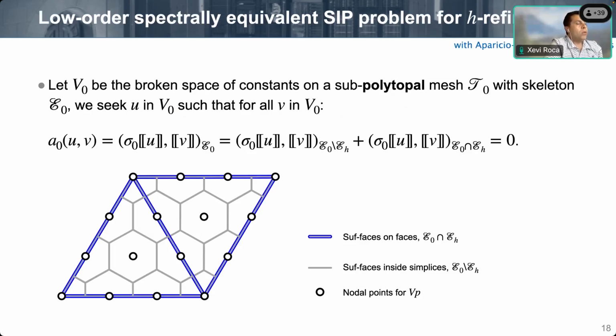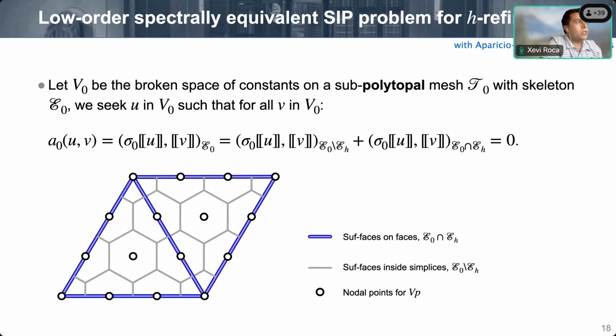Okay, but we are saying we want a low order matrix that comes from a low order method. So why not use a broken space of constants on the subpolytopic mesh T_0 with a skeleton E_0? Here we seek a u in the broken constant space such that for all the test functions, the bilinear form is equal to 0. And as we said before, there's only one remaining term for the symmetric interior penalty, which is the skeleton term that goes with the penalty, because the other ones have the gradients.